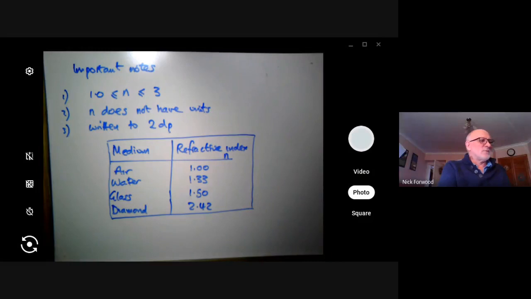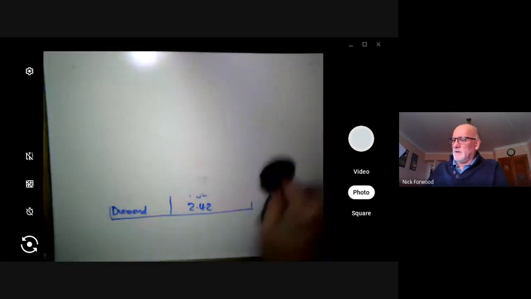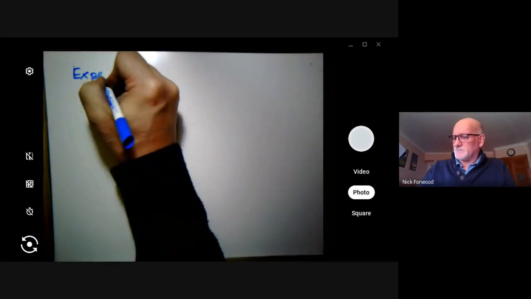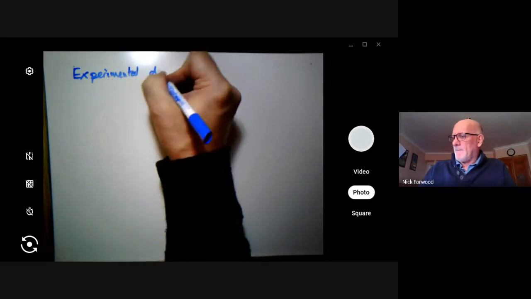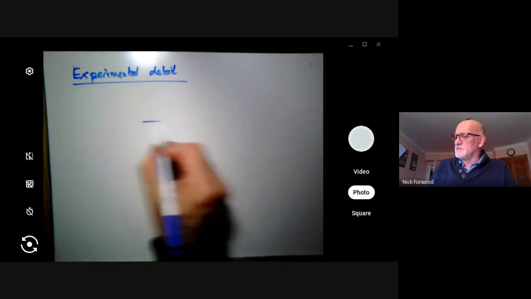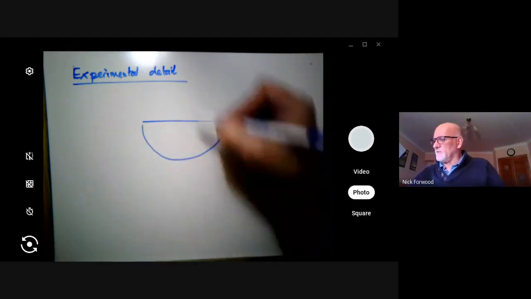Okay, so what can we do? You could actually do an experiment, and if you were in school and we were all together, you can do an experiment, and you can set up a block of glass that looks like this. So here's just a little bit of experimental detail. And normally when we do this experiment, we use what's called a semicircular block. And you might have seen these before.